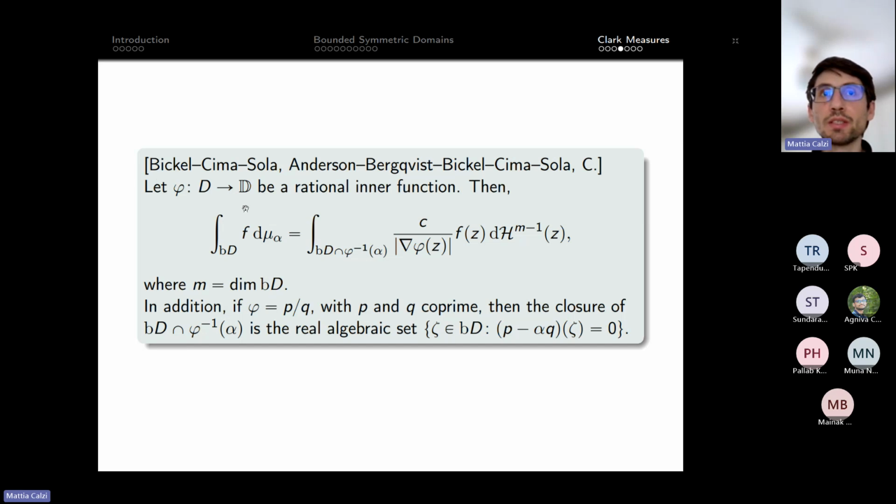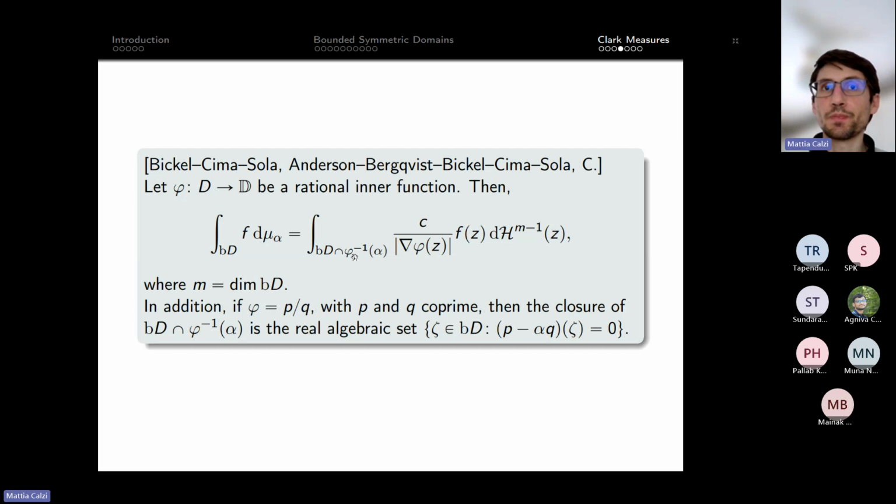And concerning some examples, as in the unit disk, I consider rational inner functions. There weren't quite many, but in this case, in general, there are more rational inner functions, but it depends on the shape of the domain. In the case of the unit ball, there are no rational inner functions. But for instance, in the unit polydisk, there are quite many, and they are fully described. So for rational inner functions, the Clark measures may be described explicitly. It is described in this way. So it is a measure which is supported in this set here.